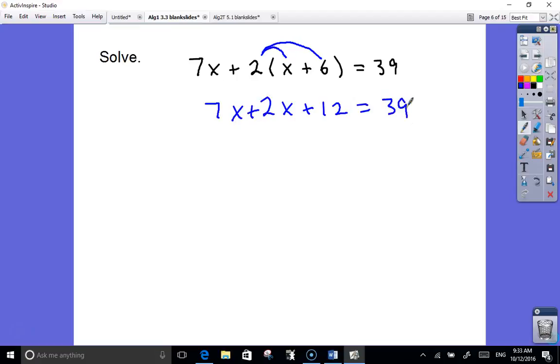Okay, any like terms to combine before I? So combine these two. 7x plus 2x is 9x. Okay, now it's a two-step equation. What are the two steps, Julian?